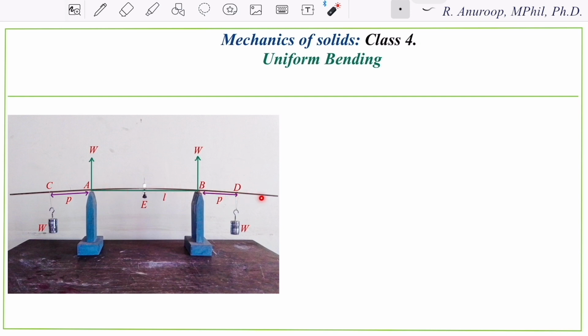Now, consider a beam of negligible mass which is supported symmetrically on two knife edges at A and B. Let the length AB be L.